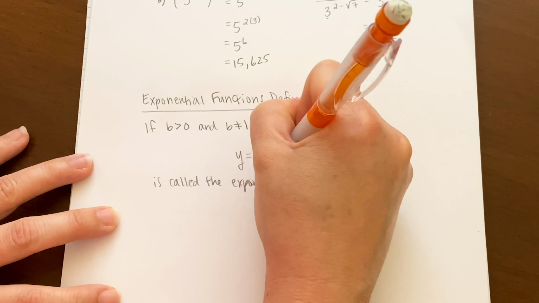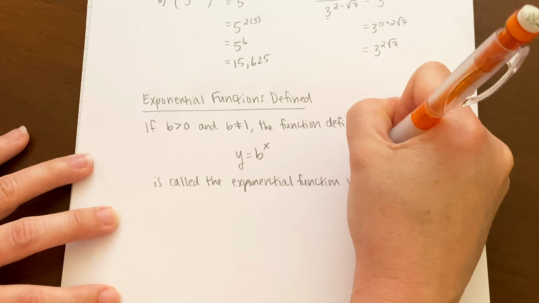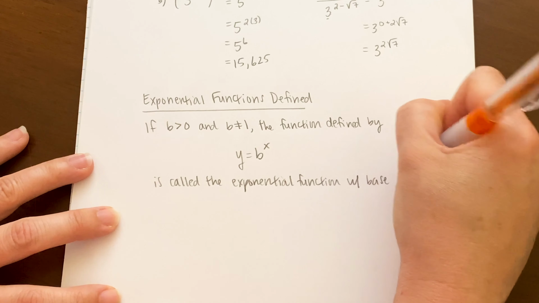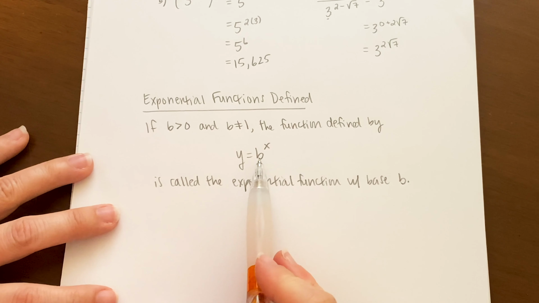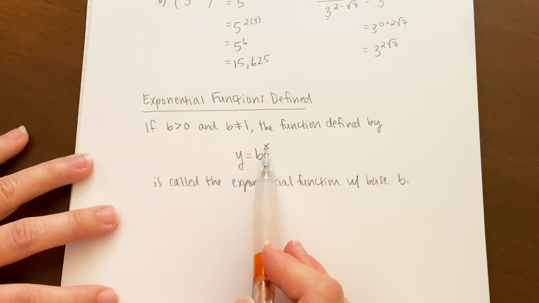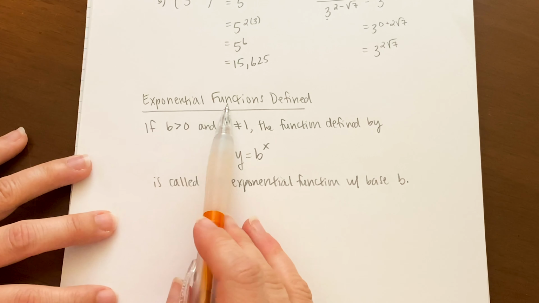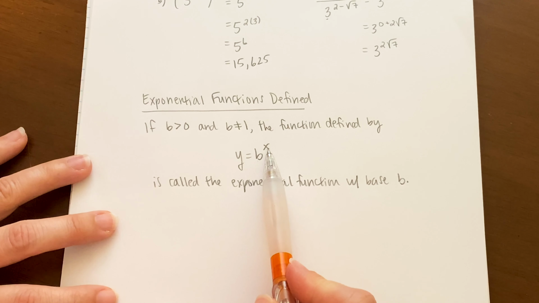Exponential function with base b. So b is the base. This is going to be a number. x, the exponent, the variable, is in the exponent position. So by definition, we're working with an exponential function when we have a variable in the exponent's position.